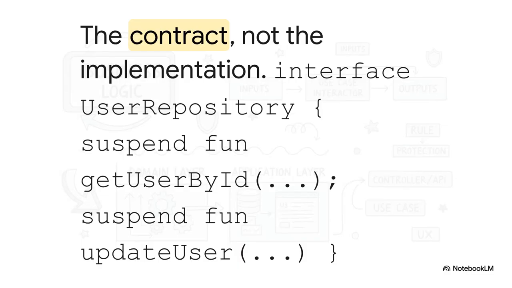All right, now for the contract. This user repository interface is super straightforward. It just makes 2 promises. You can get a user, and you can update a user. That's it. And this is the secret to isolation. Our business logic is going to use this interface, and it couldn't care less if the real implementation is a local database or a network call. As long as the contract is honored, it's happy.